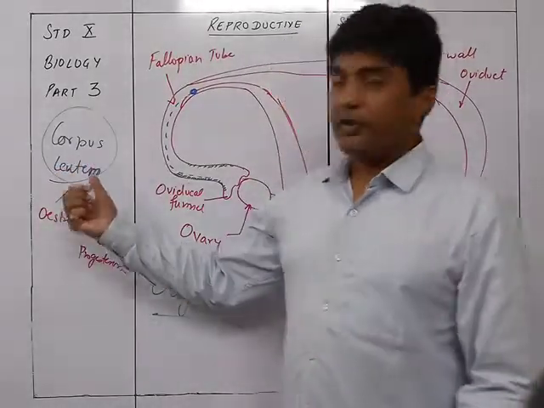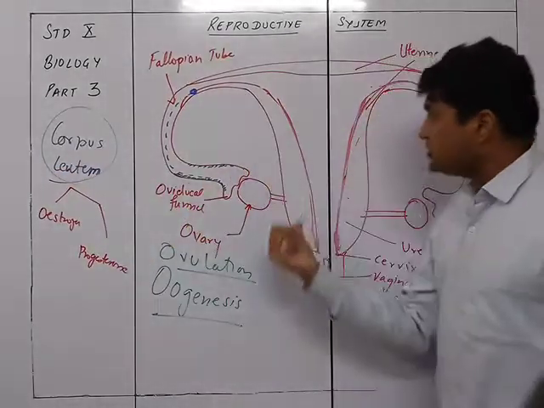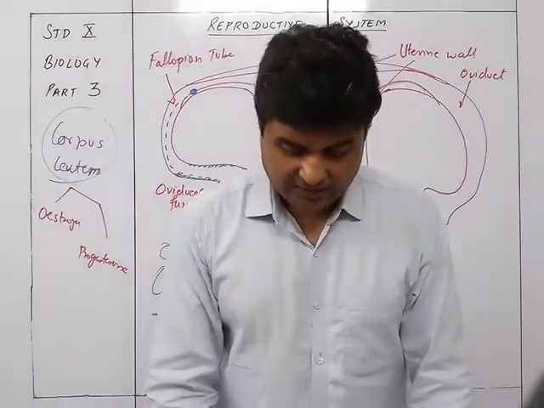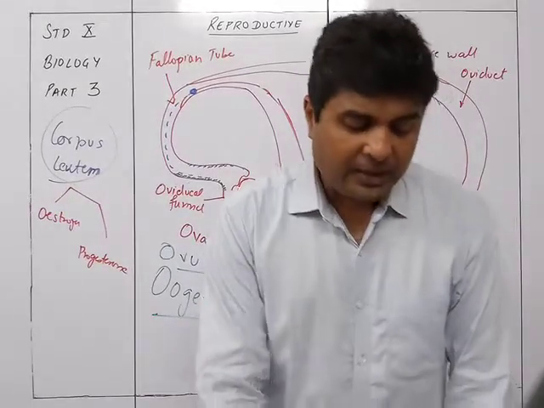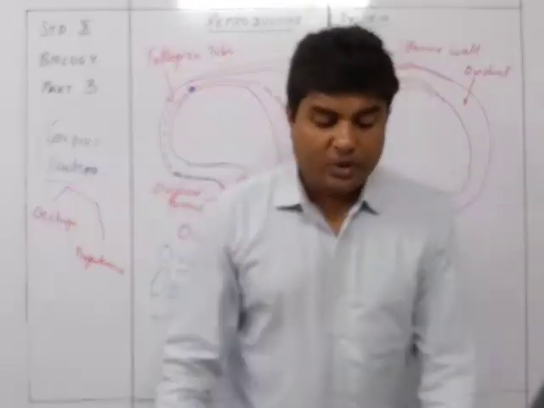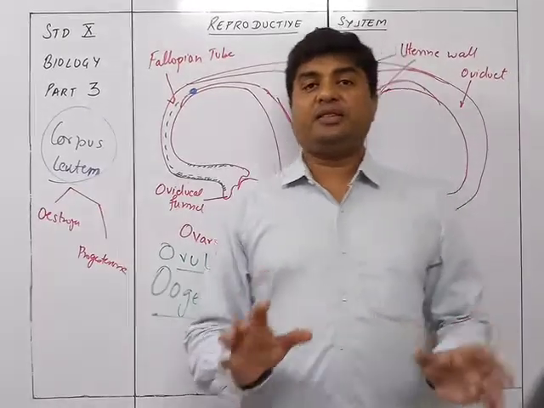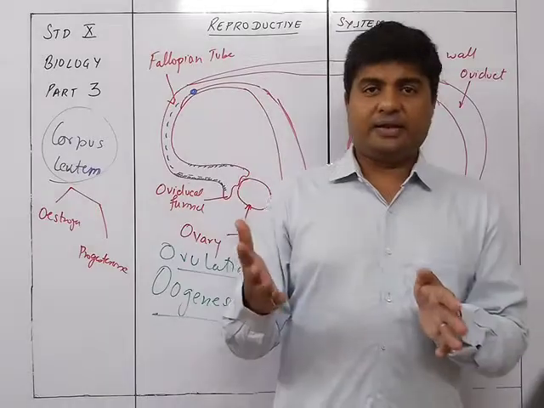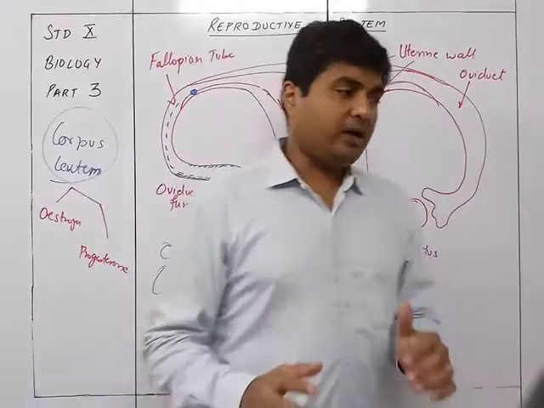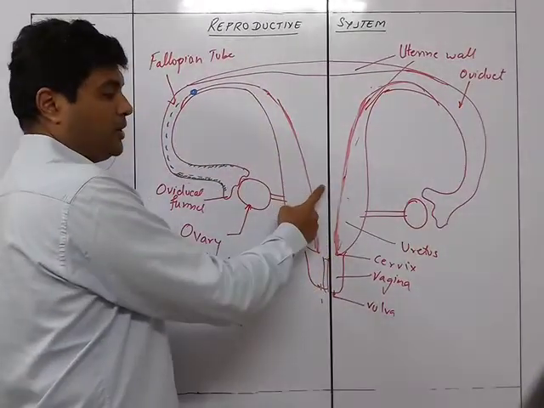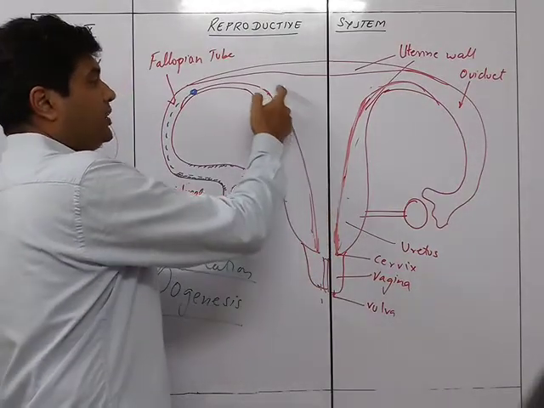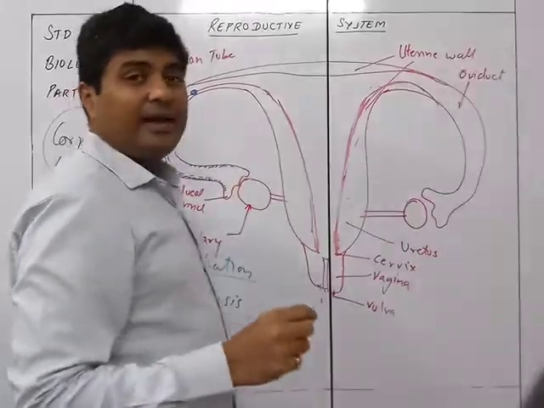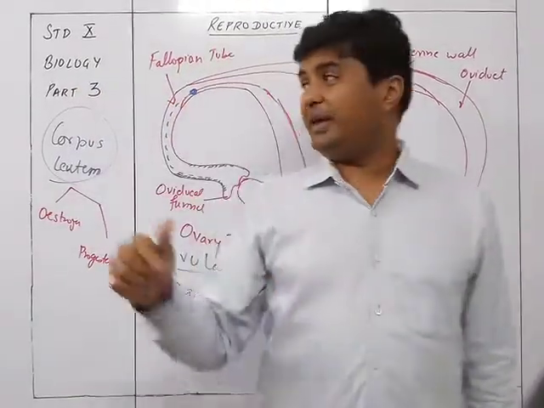So the corpus luteum is formed, and the lining of the uterus is going to keep on thickening. That is what is happening in the luteal phase. And if the ovum is fertilized within this period, that is from the 15th day to the 28th day, if there is a release of sperm over here, and if the sperm is able to reach this point, then there will be fertilization of the egg cell.